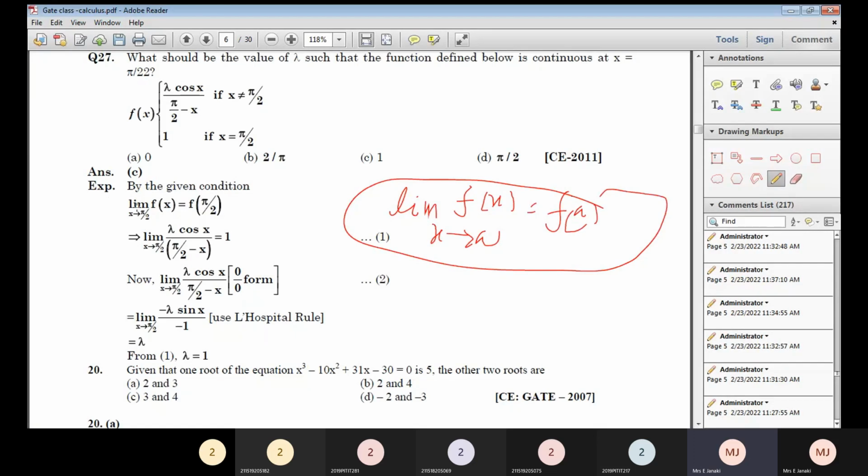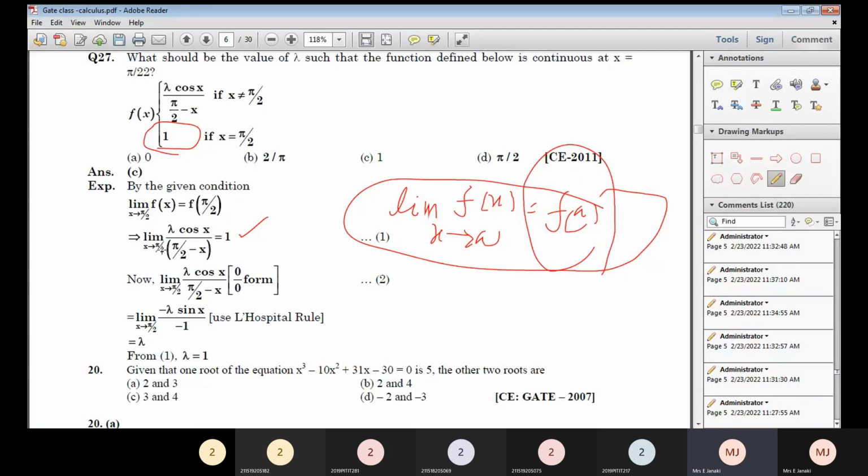So now find out limit x tends to pi by 2 of f of x, which is lambda cos x by pi by 2 minus x, equal to f of pi by 2. By the definition, the right side is f of a, so substitute x is equal to pi by 2. Here the value is given directly, f of pi by 2 is equal to 1.